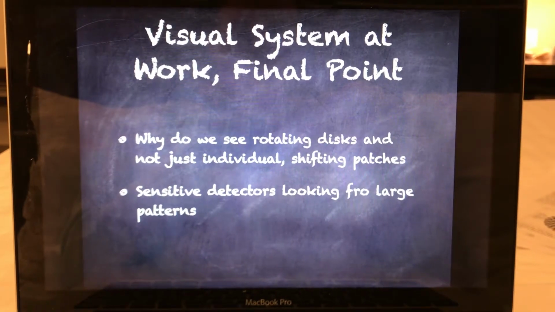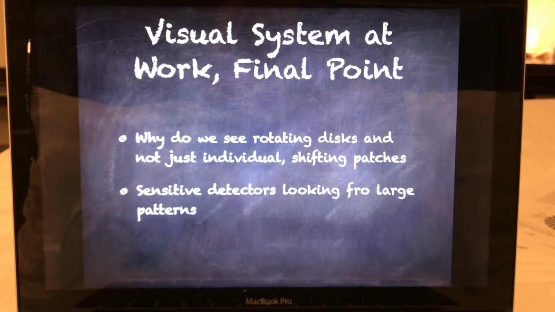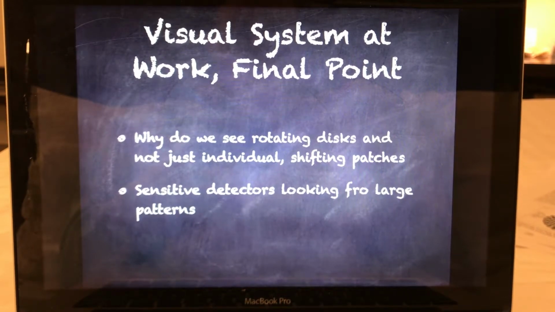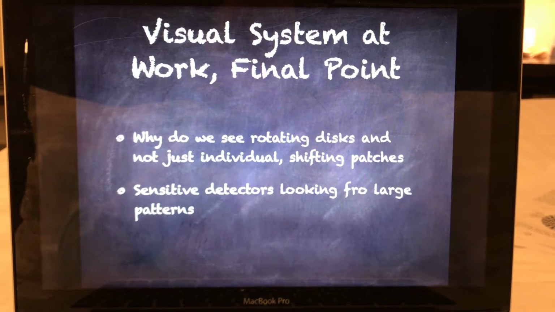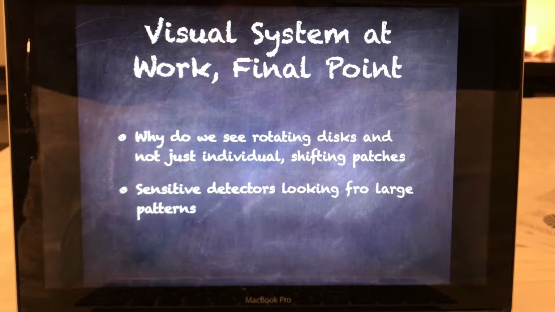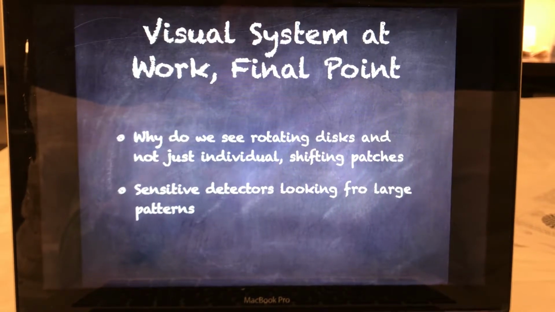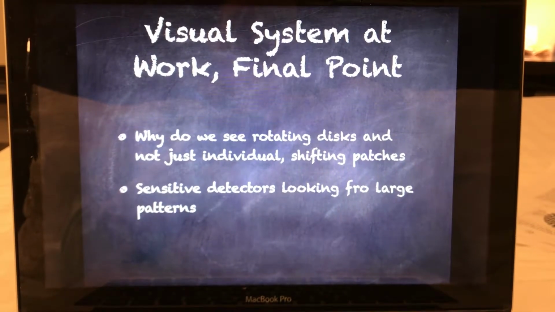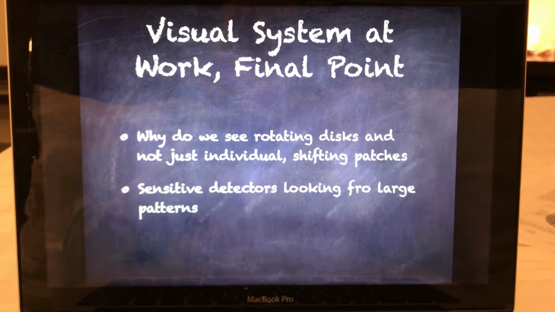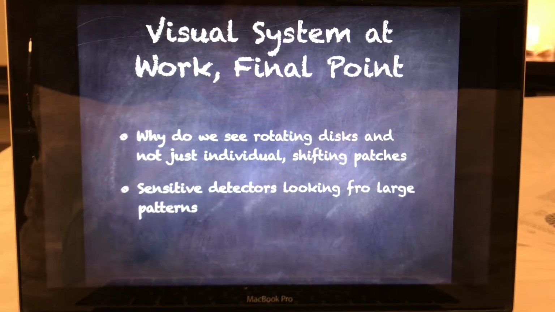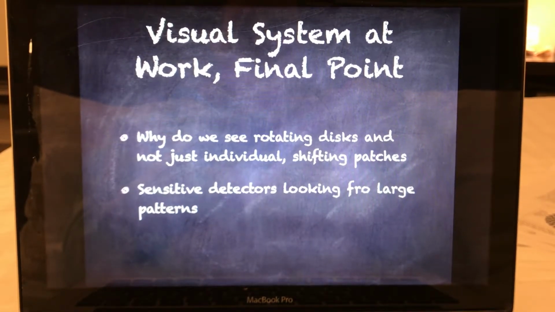The final point is that large-scale motions such as the rotating disc in this illusion have their own separate detectors at a secondary stage of processing within the visual system. These detectors look for larger patterns of motion in the image. These detectors are very sensitive. A small amount of illusion motion at many different places in the disc causes the disc to rotate entirely and not just the pieces.